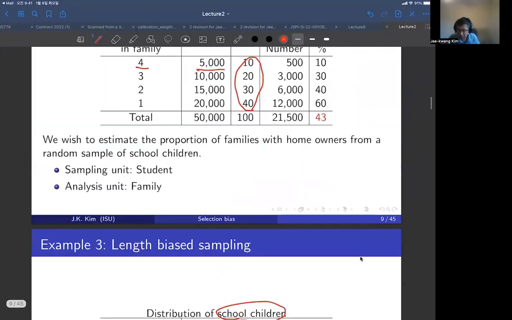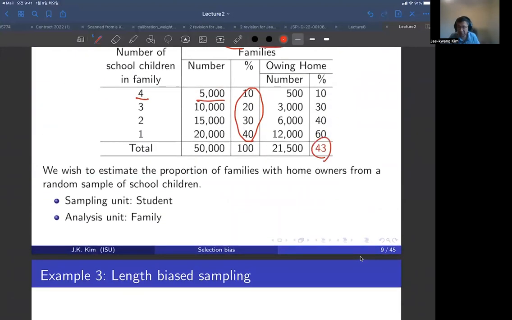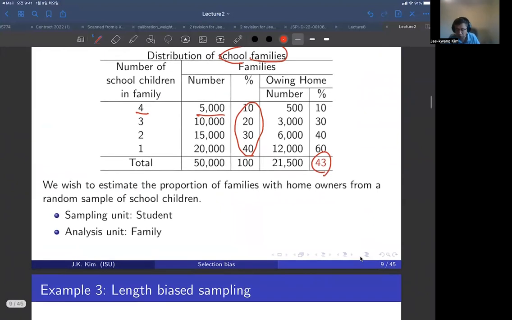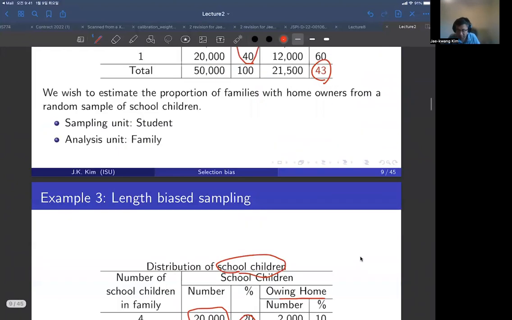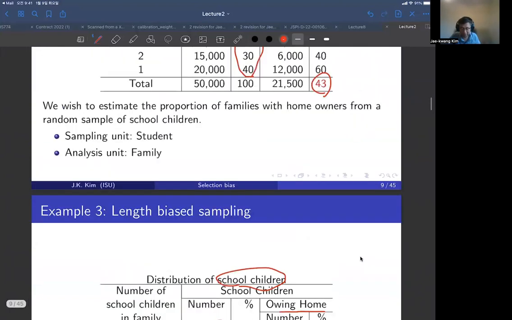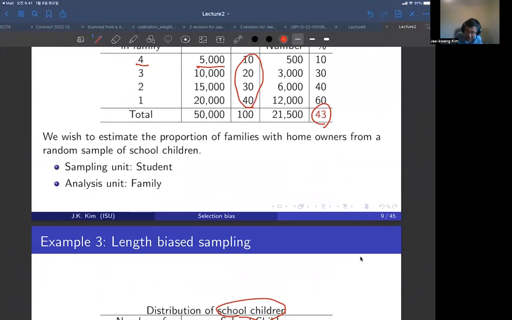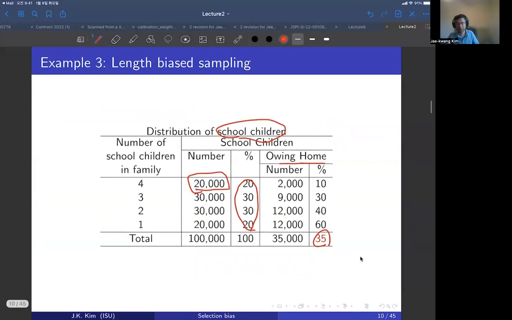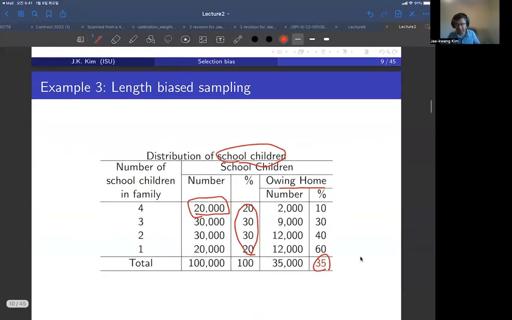And of course, the family level proportion of those owning homes is different from the children level proportion. So if you are interested in the family level estimate, what you are really interested in is estimating the proportion of families with homeowners. But if you use students to estimate all these parameters, then you will get inherent bias. So that is basically a length biased sampling problem.